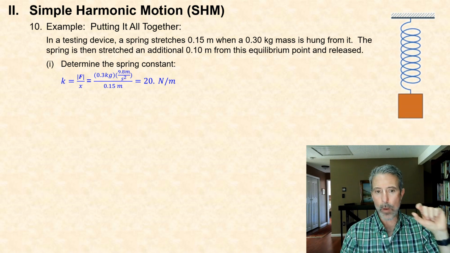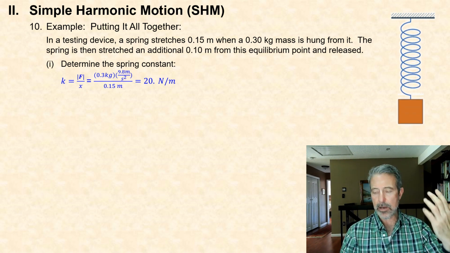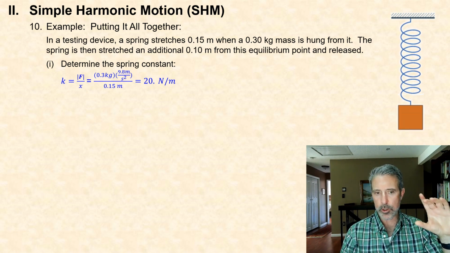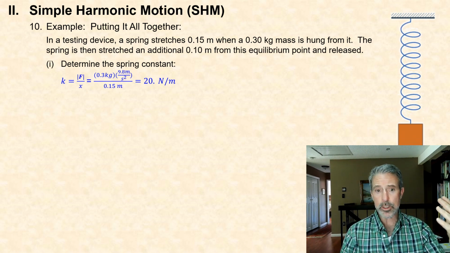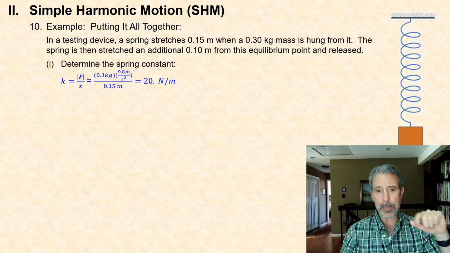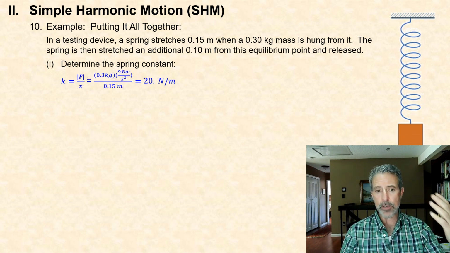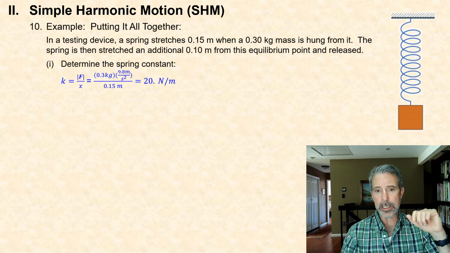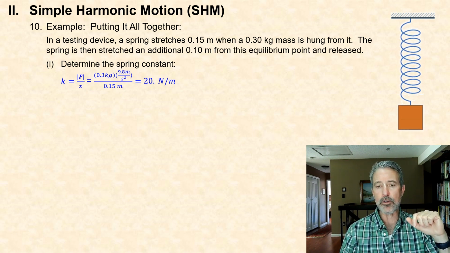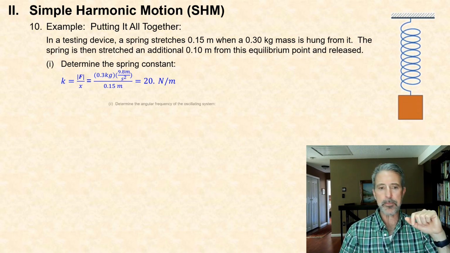We're told that when a weight or mass is hung from the spring, we know how much that force, that weight, stretches the spring. So we can plug it into Hooke's law. A force given by 0.3 kilograms times 9.8 meters per second squared, that is the weight of the mass, hung from the spring, stretches the spring 0.15 meters from its equilibrium position, giving us a spring constant having a value of 20 newtons per meter.